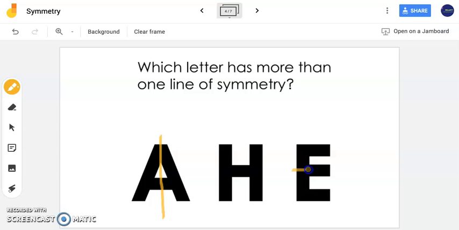For the letter E, I'm going to do a similar thing. I'm going to draw a horizontal line this time. But notice my vertical line, that won't work. Just a horizontal line is the only line of symmetry.